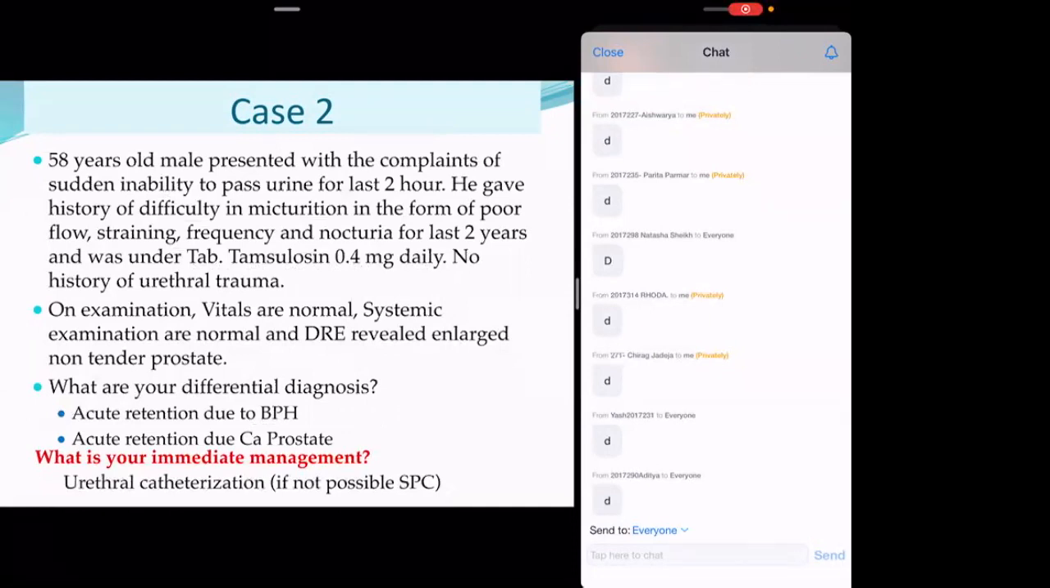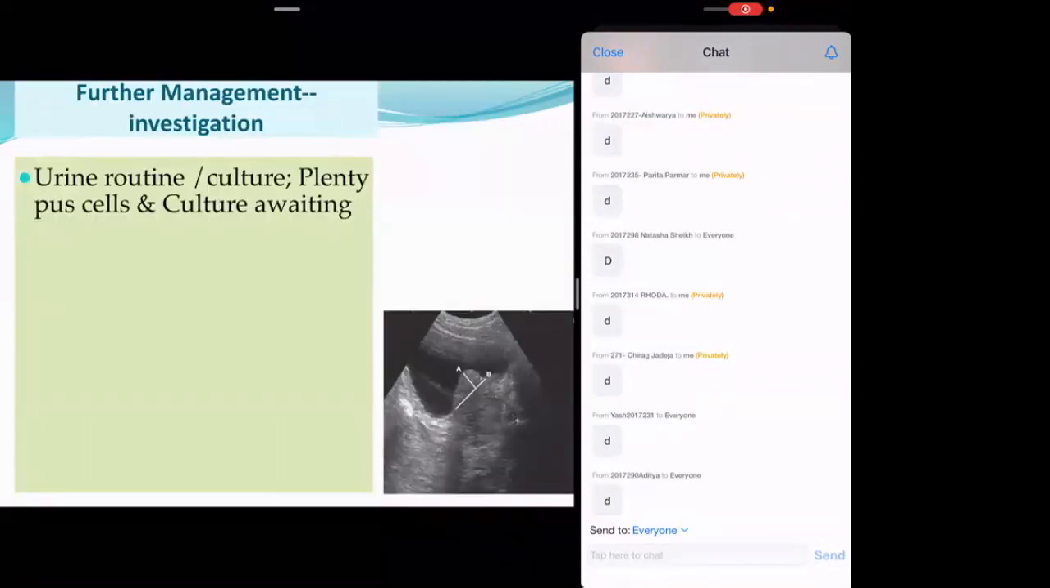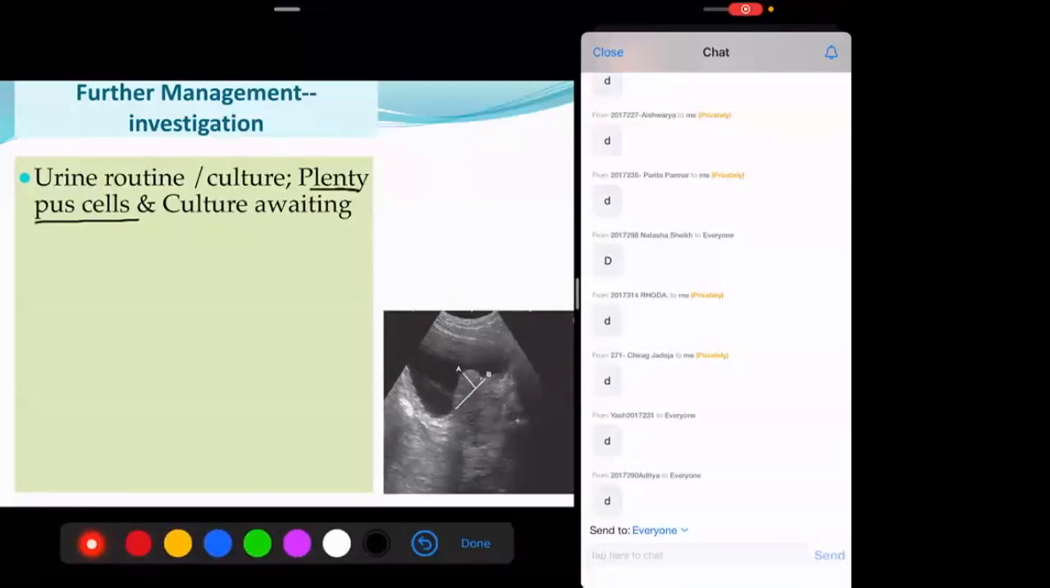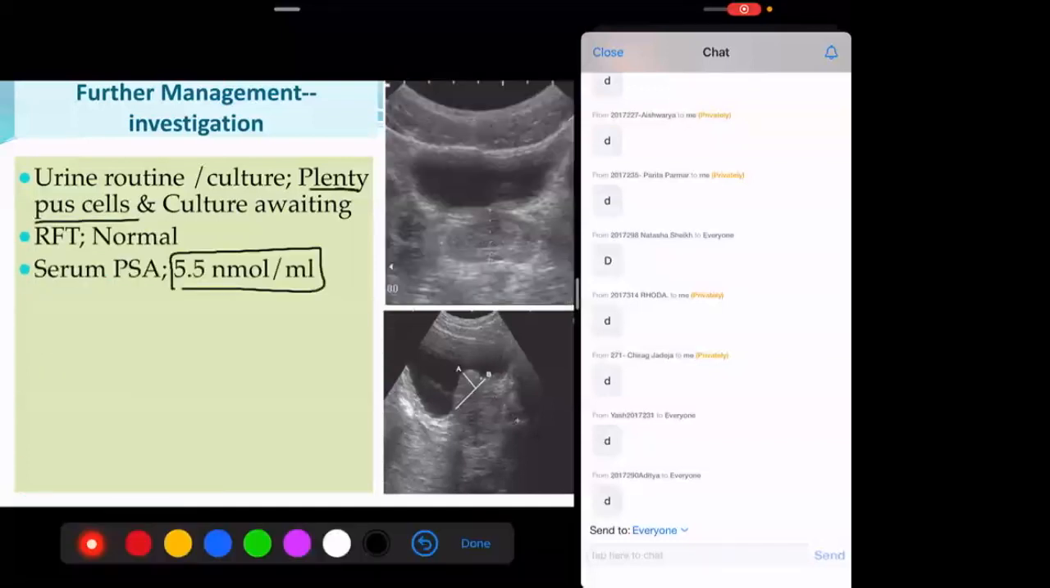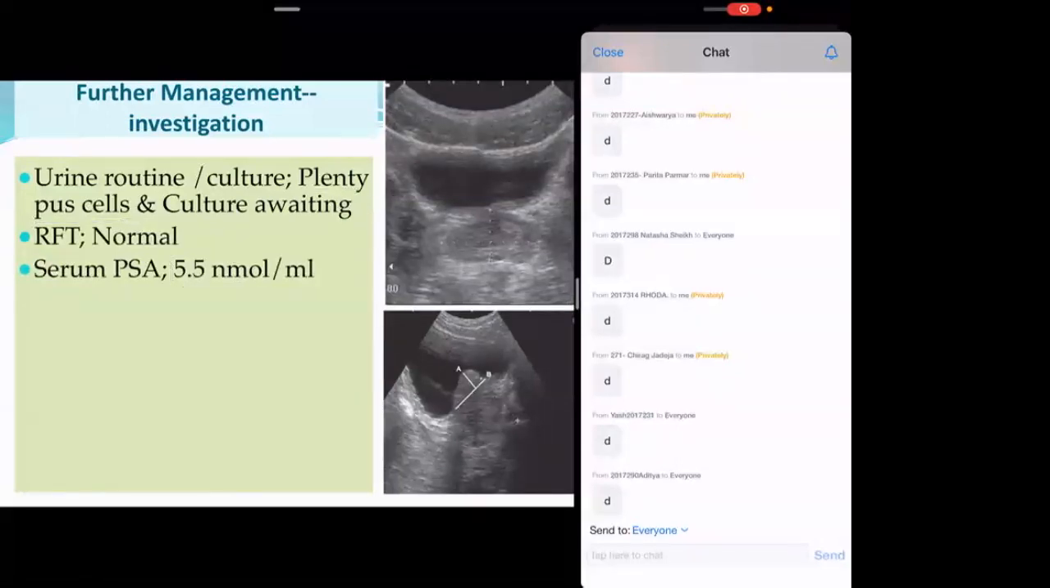Put a catheter through the urethra. If not possible, then do SPC. SPC means suprapubic catheter. Then always do urine routine and culture. Here I have seen plenty of pus cells indicating there could be infection. This increased PSA value may be due to infection. So in the case of BPH, the PSA may be increased if it is associated with infection.